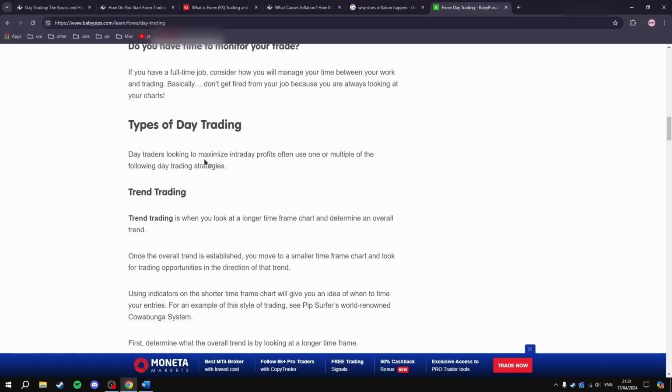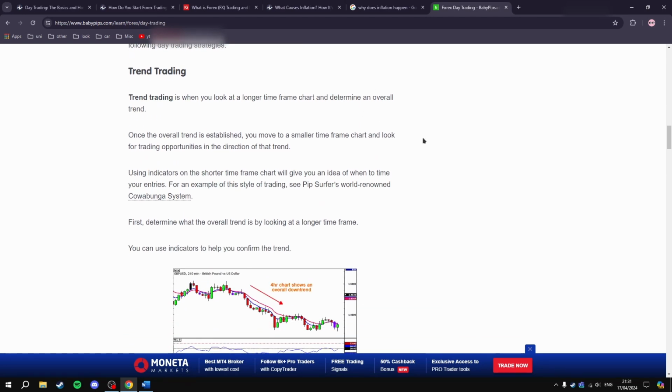Day traders are looking to maximize intraday profits, often using one or multiple of the following day trading strategies. Trend trading. Trend trading is when you look at a longer time frame chart and determine an overall trend. Once the overall trend is established, you move to a smaller time frame chart and look for trading opportunities in the direction of that trend.